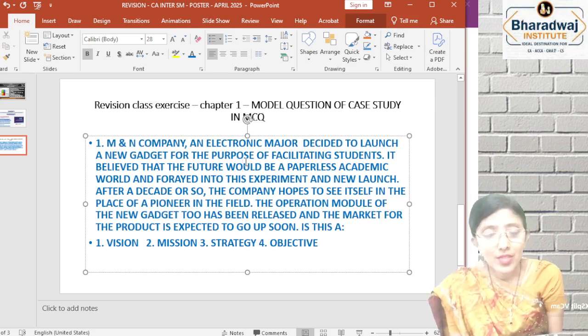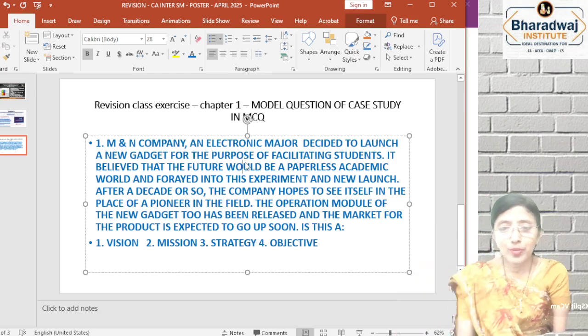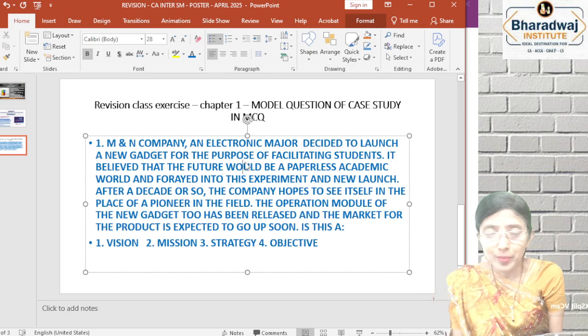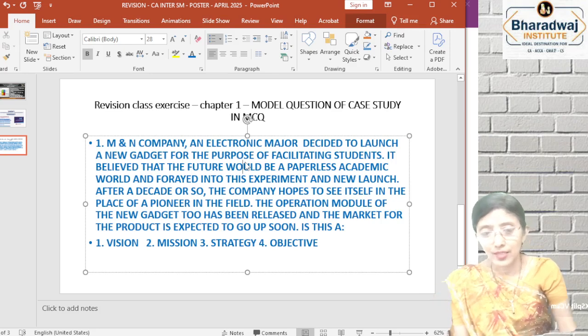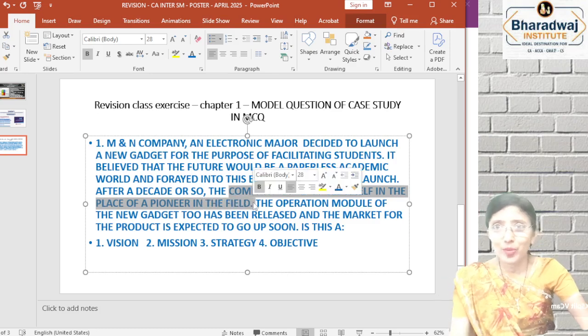So in the second line, the line that states, we believe that the future will be paperless, going for futures view, that view. So like that. Okay, so she took from the words the future world is going to become paperless as far as academics is concerned. And here the company hopes to see itself in the place of a pioneer in the hopes. It is not performing now.